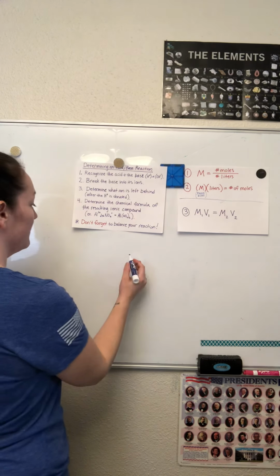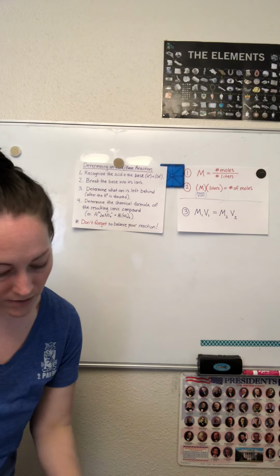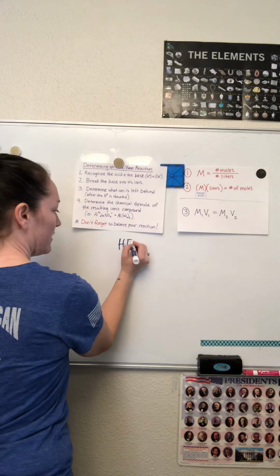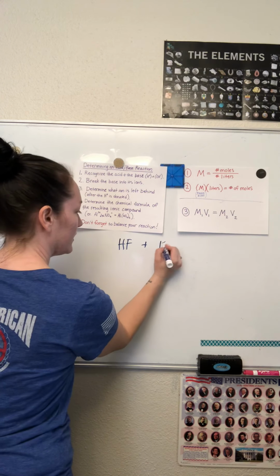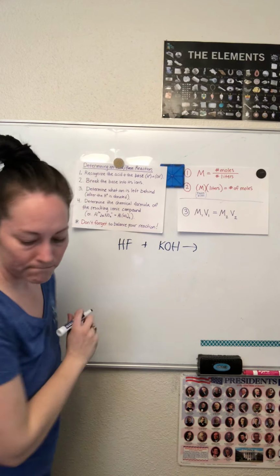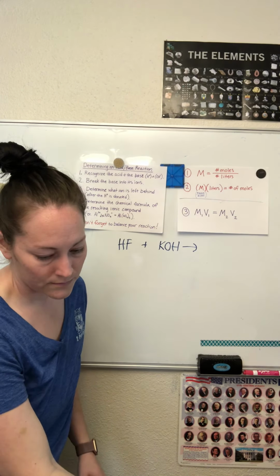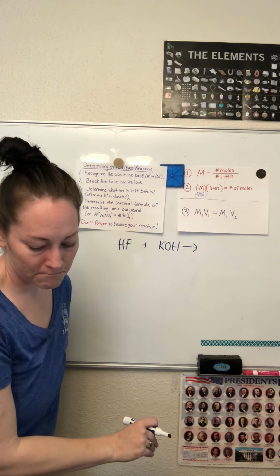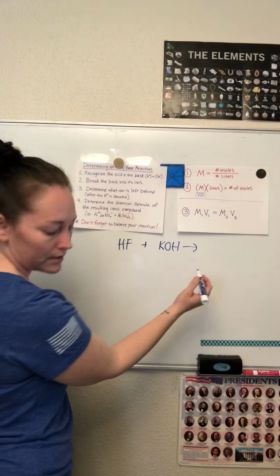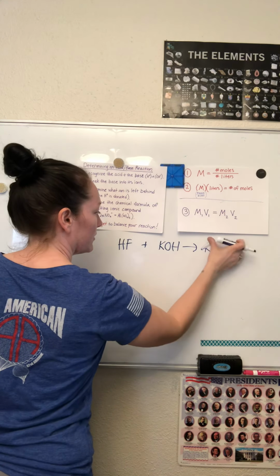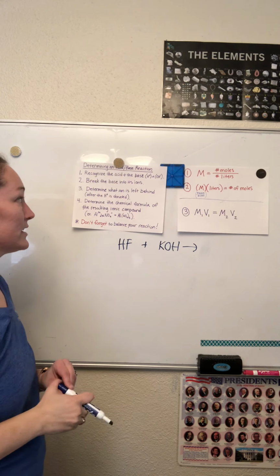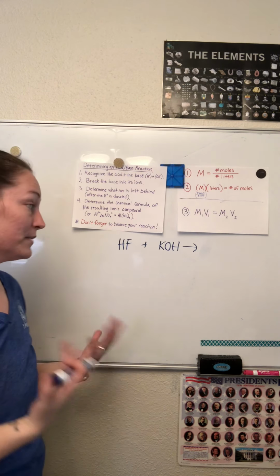So let's say I have HF plus KOH. Okay, so let's say I have this, and they say determine the acid-base reaction and give me the balanced equation.